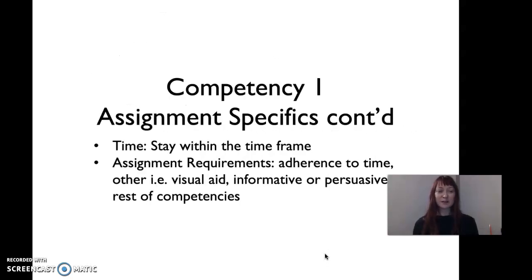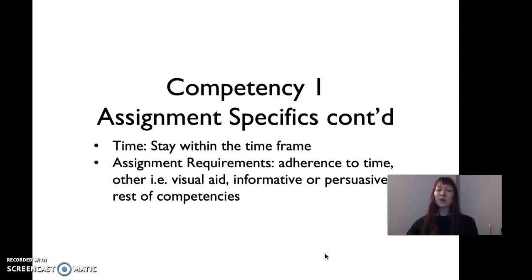Continuing on with competency 1, the time stipulation. So you'll be given a time stipulation for the presentation, and the adherence to that time can affect the grade. Usually there's about a 30-second grace period. Assignment requirements are whether you adhere to that. If it was a visual aid, you might have a visual aid. If it's informative or persuasive.